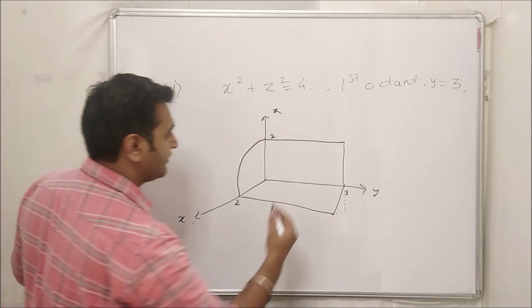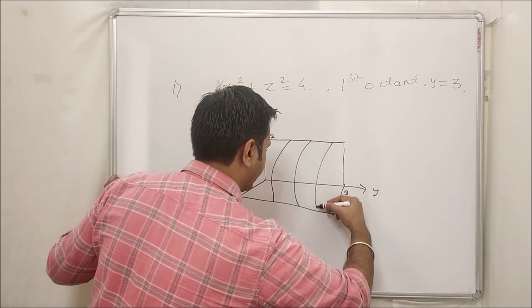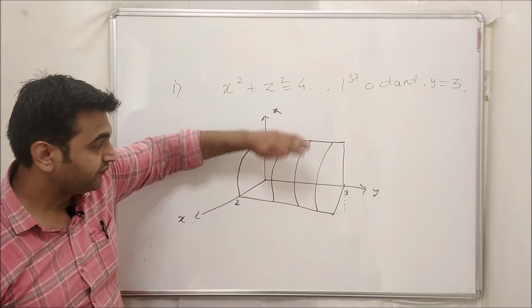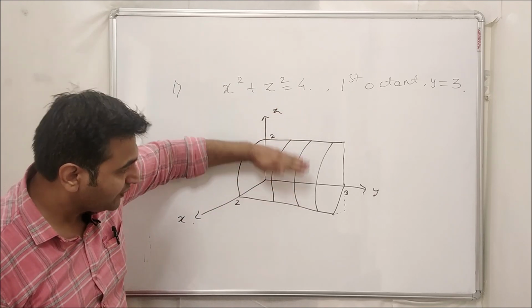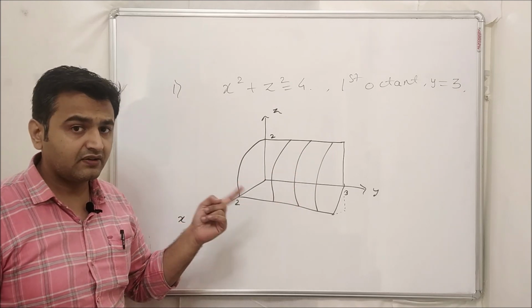So this is what you have, and here you have this part of the cylinder. As you can see, this is the curved part. Okay, so you have to find the volume below this cylinder and above this region. You can also do this by double integration.